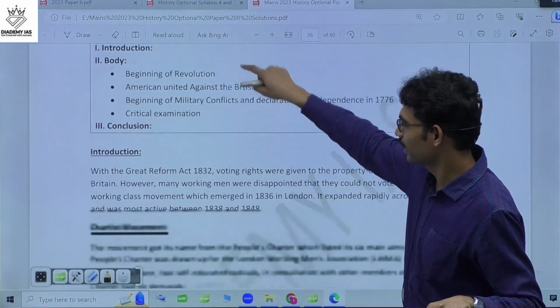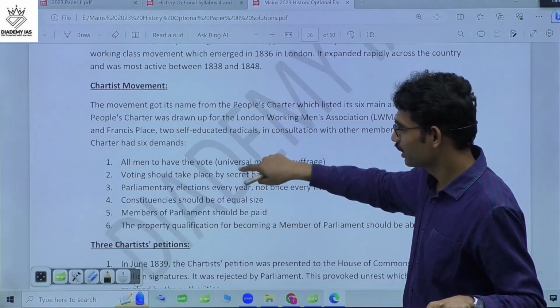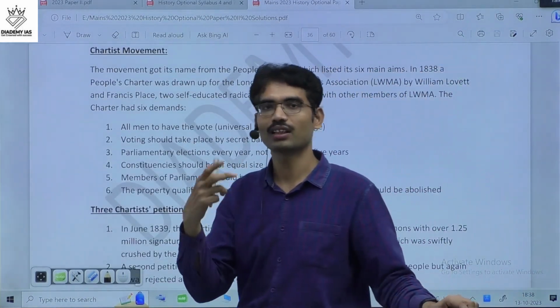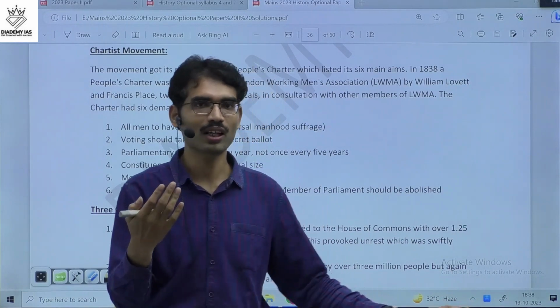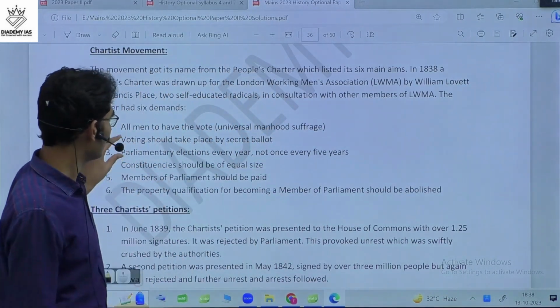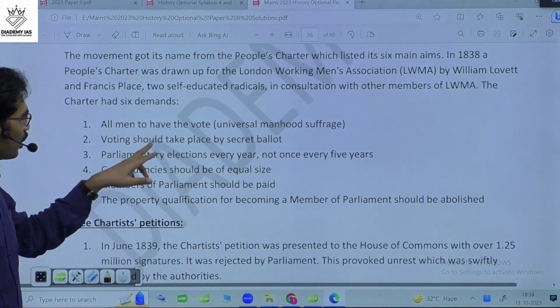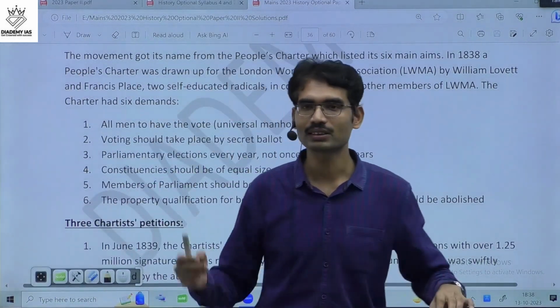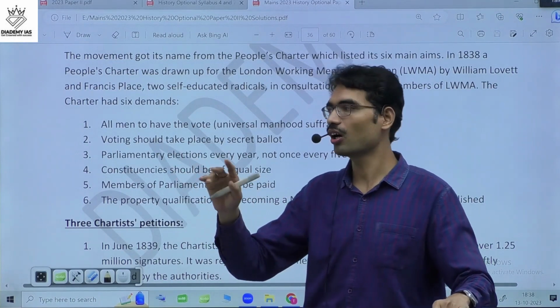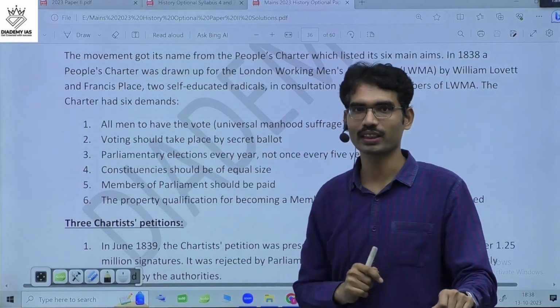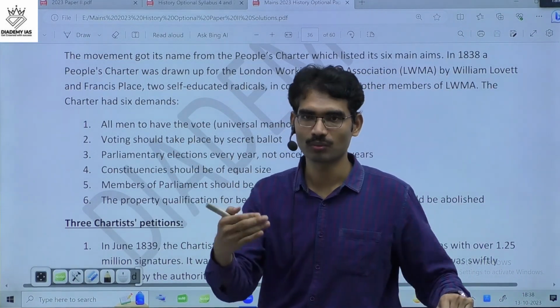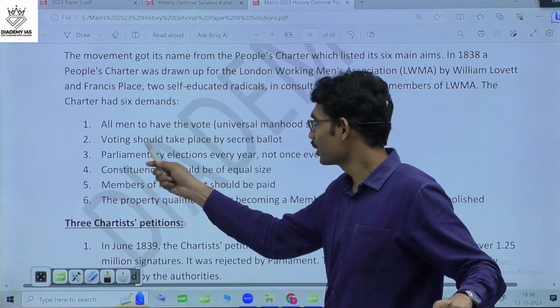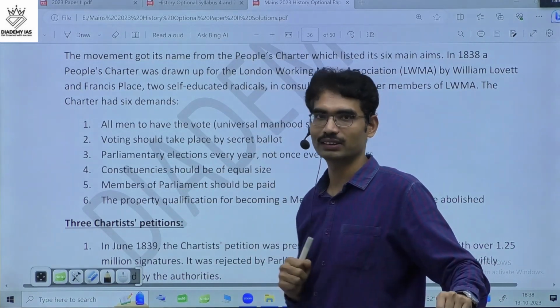Now I will show you the demands of the charter and read them out, then you will understand how these common people were asking for representation. The first demand: all men to have the vote, universal manhood suffrage. That means earlier all men did not have voting rights. So what they are asking for is more voting rights. Voting should take place by secret ballot.